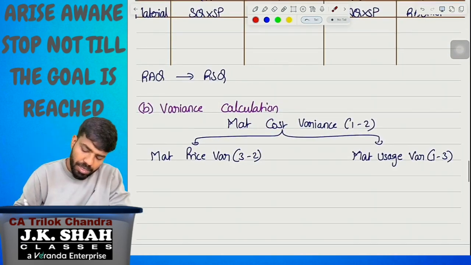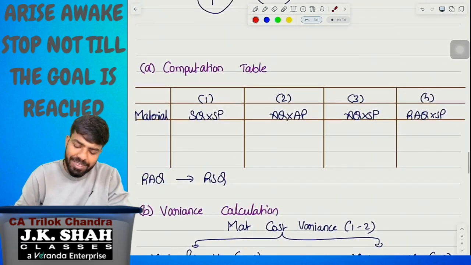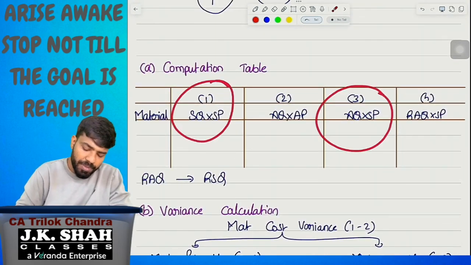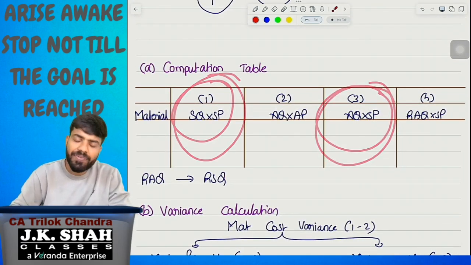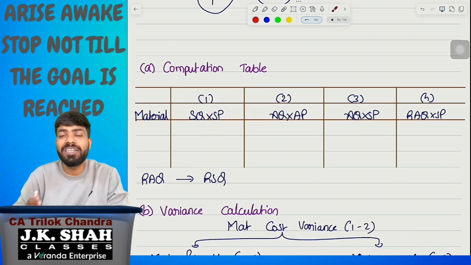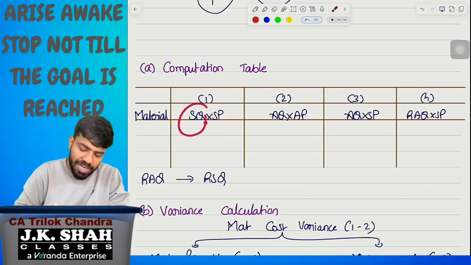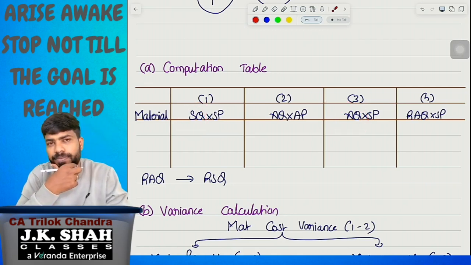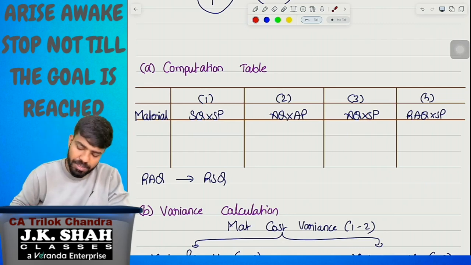Okay, next. Material usage variance, 1 minus 3. Look at here. First column, third column. If you look at the first and third column, price is same, standard price. So it is not because of price, it is because of quantity. Here it is standard quantity, here it is actual quantity. So that we've taken it as 1 minus 3. Have you understood this? Next.